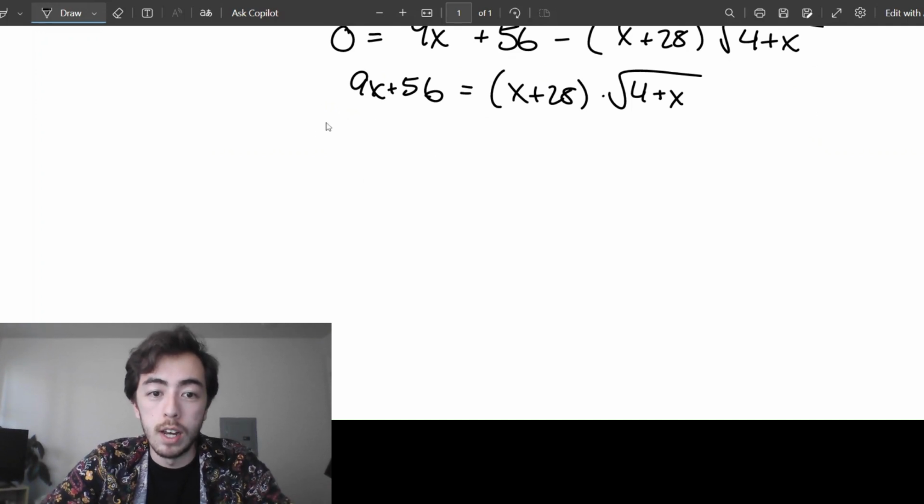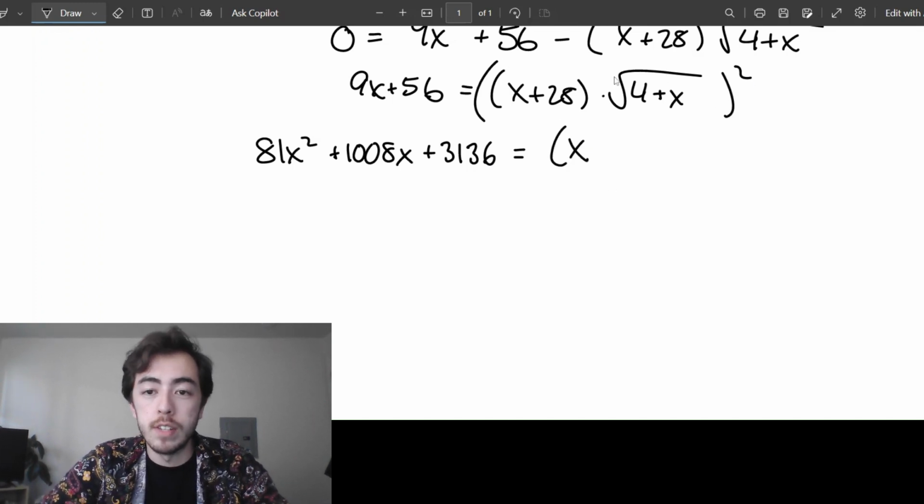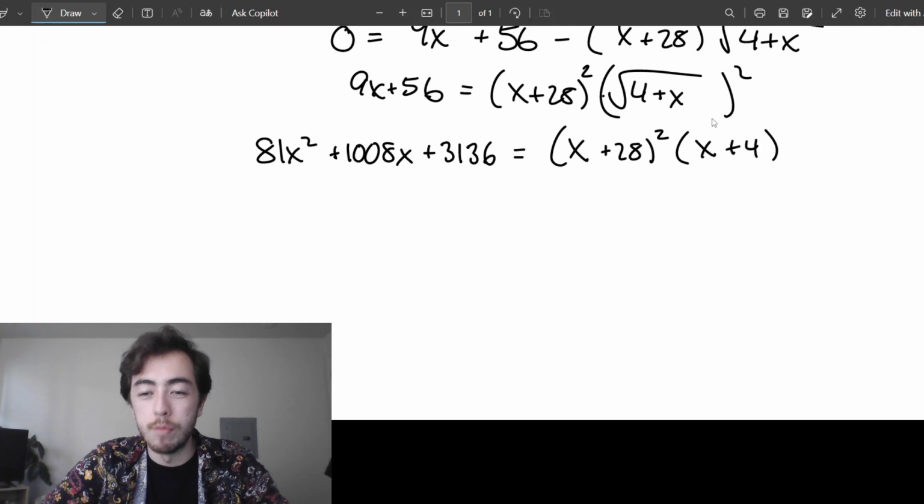Looks like I will get 81x squared, and then twice these two multiplied by each other, which will be, I need a times 2. I'm just doing this on a calculator right now. 1008x, and then plus 56 squared, which is 3136. That's equal to the left side squared. So when I square this side, effectively, I could just distribute that square across the multiplication, and so it's going to look like that. So x plus 28 squared, and then the square root and that square cancel, and I'm just going to flip it around from 4 plus x to x plus 4 because I'm used to it in this direction.